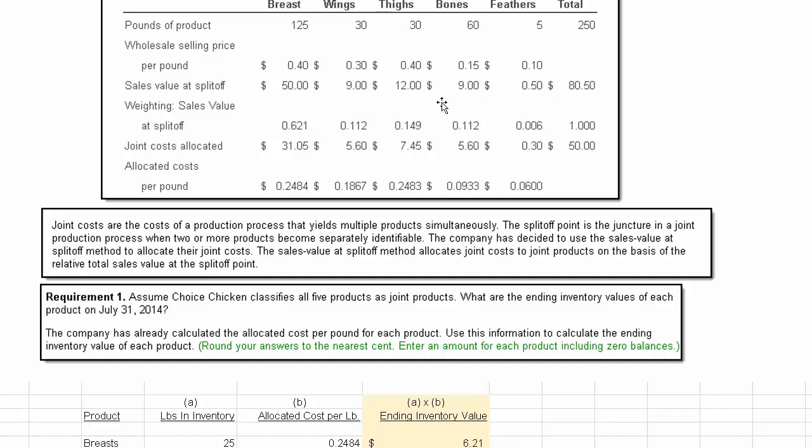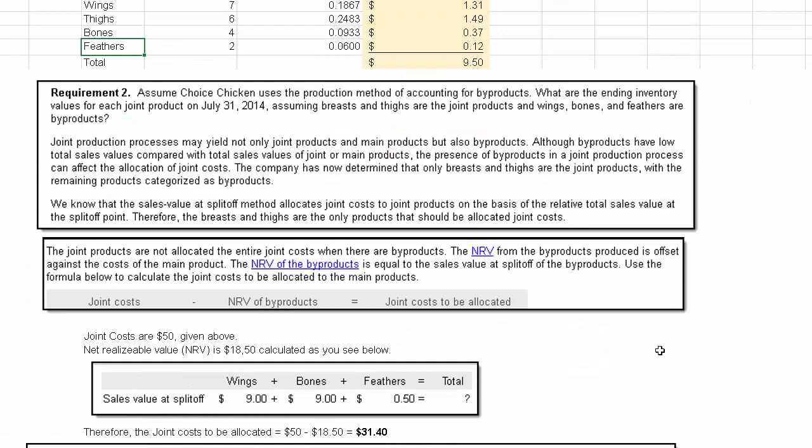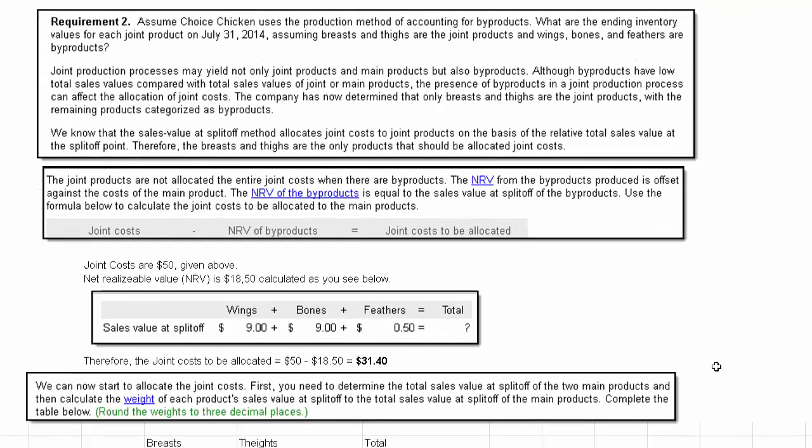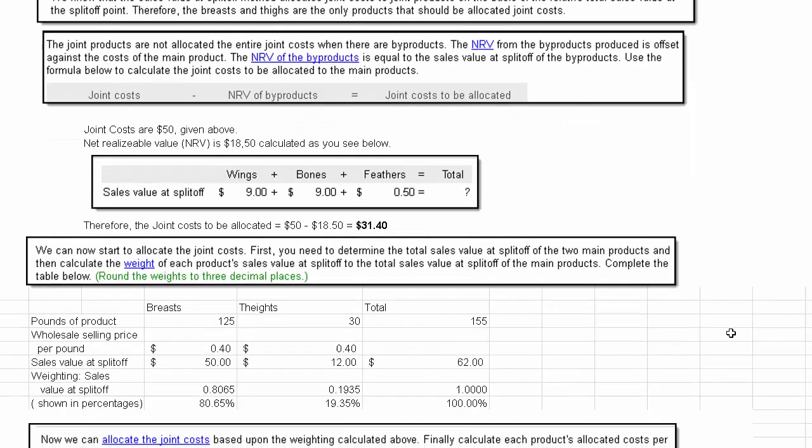Wings, bones, and feathers. So that information was given to us. So 9, 9, and 50 was our sales value at the split-off. So if we take the $50 of the joint costs and we subtract the $18.50 of the byproducts, we come up with $31.50 as the joint cost to be allocated right there. Okay, so now we can start the allocation.